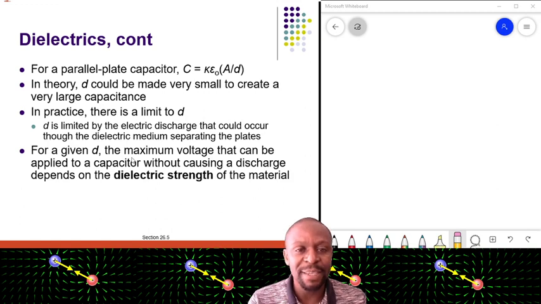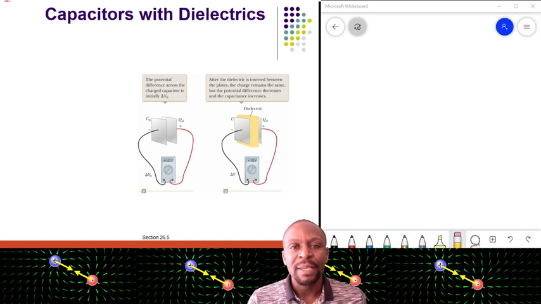For a given d, the maximum voltage that can be applied to a capacitor without causing a discharge depends on the dielectric strength of the material. Now, I just want to show you that if you have a capacitor C0 with charge Q0, this is the potential difference across the charged capacitor, change in V0. But in this case, this is the capacitor when a dielectric, an insulating material, is placed between the plates.